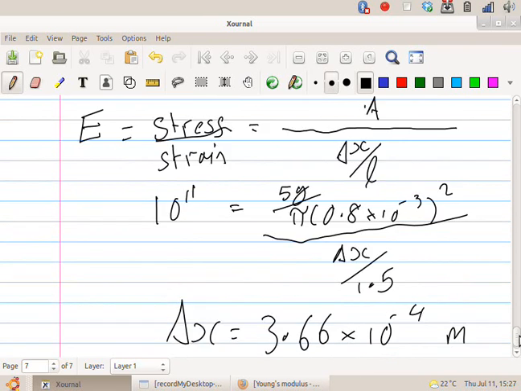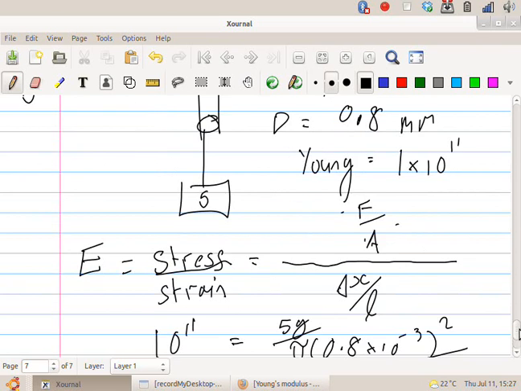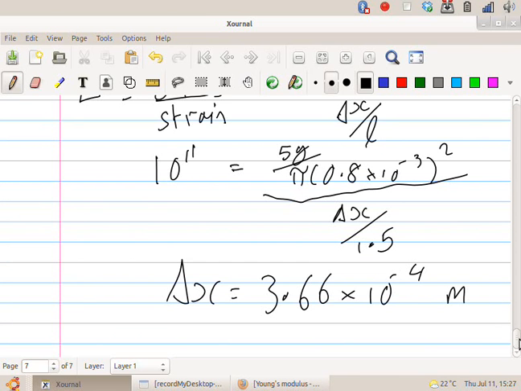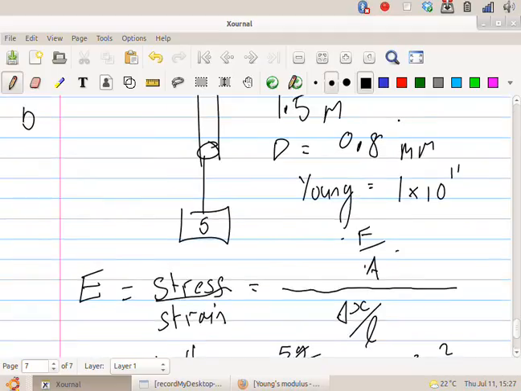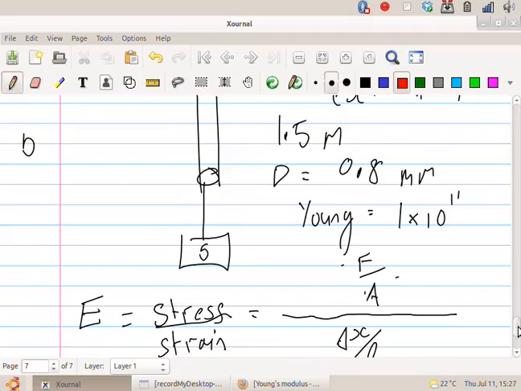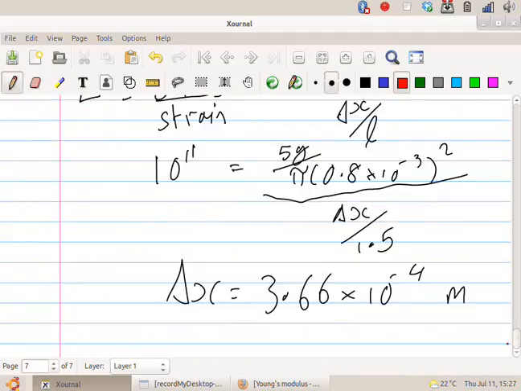Oh, I'm being stupid. The stress is just this piece here, isn't it? Yeah. Alright, sorry. So what did I just do? I just did part 2 there. Get the delta x. I actually did the more difficult part first.